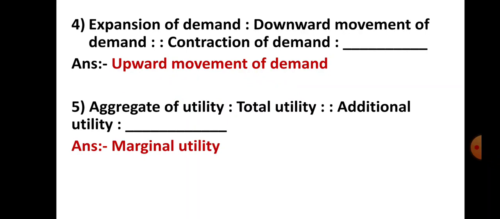Total utility means the sum of all utilities derived by a consumer by consuming all units of a commodity within a given period of time. That is known as total utility, the aggregate of utility.